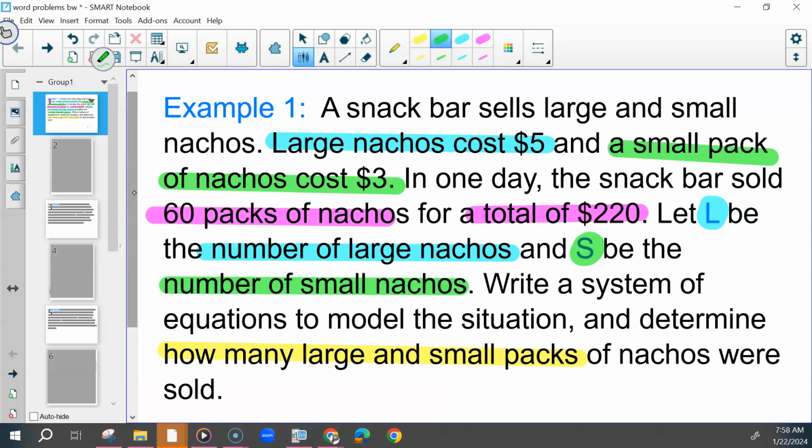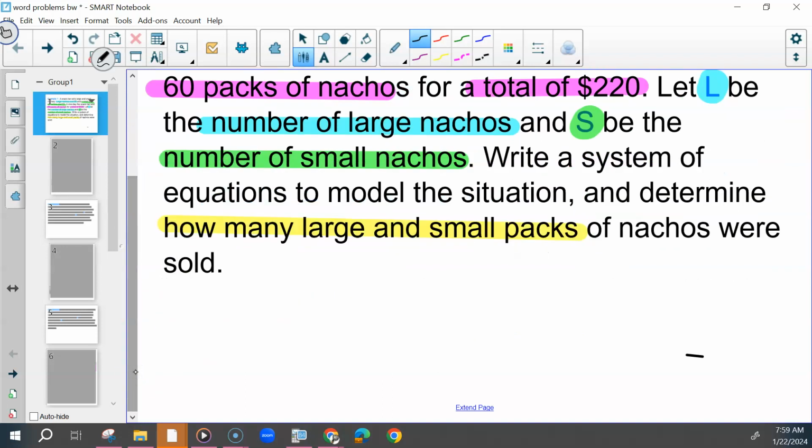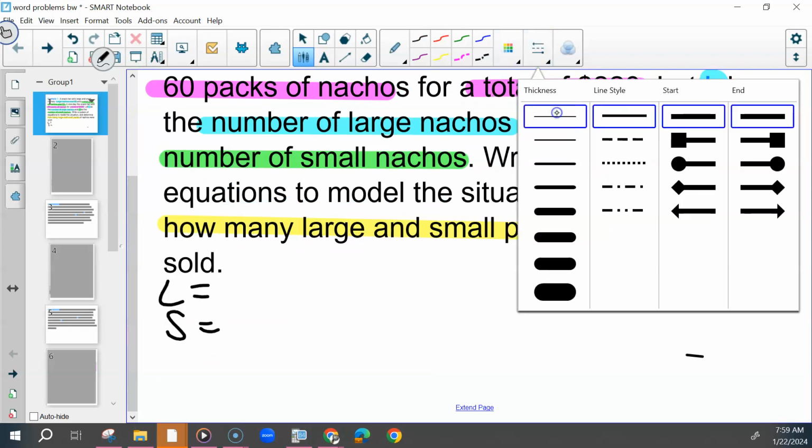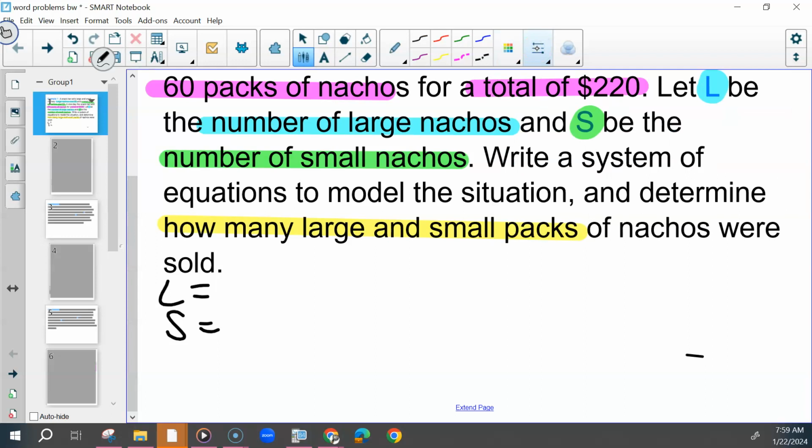Okay, we're looking for, we have to write the system and find out how many large and small packs of nachos there were. So usually if we don't have variables, the very first thing you're going to do is define your variables. We're going to get in the habit of doing that, even though they did that for us. Just write what L and S mean, and they need to be specific as they are here. Number of large packs of nachos is really what I should say.